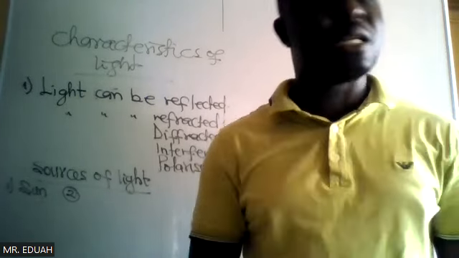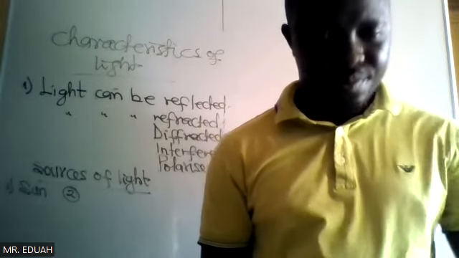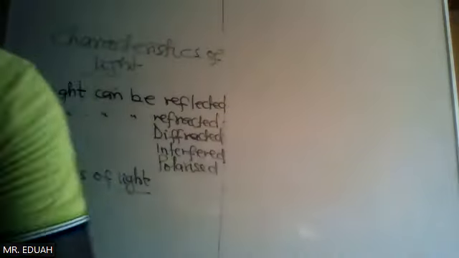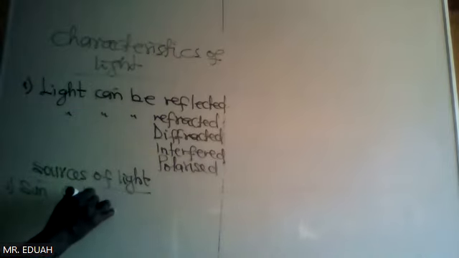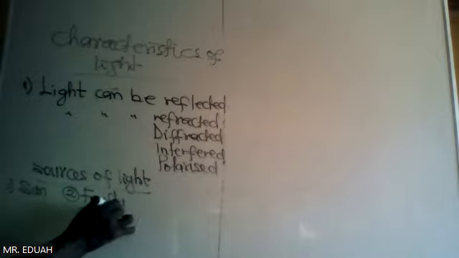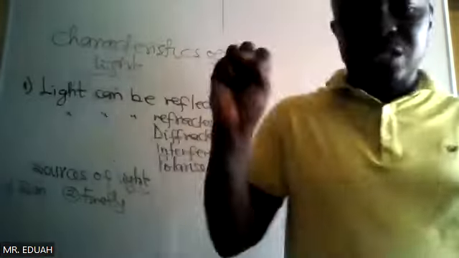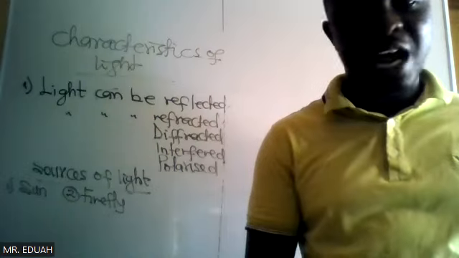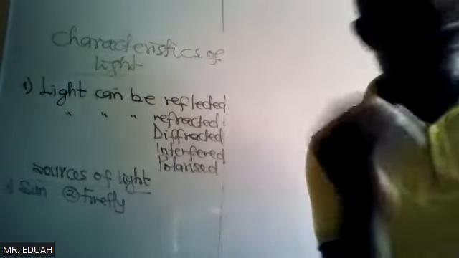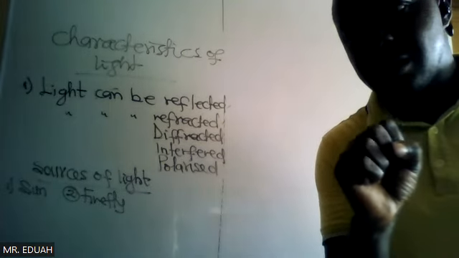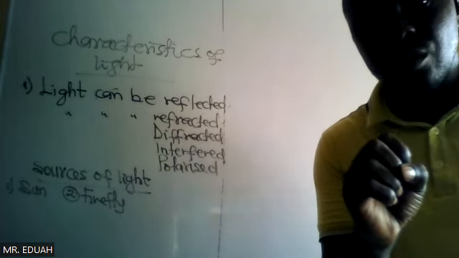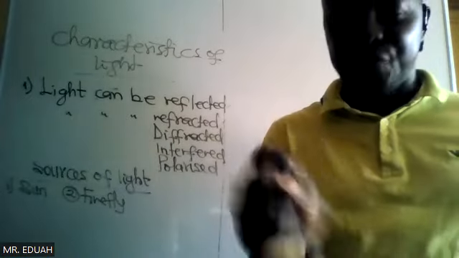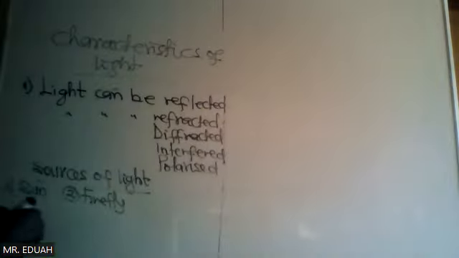Okay. Isra, your hand was up. Please, sources. Firefly. This insect gives out light, illuminates light in the night. Okay, more views. Firefly. We also have some sea fishes that produce light in the night, such as the electric fish.